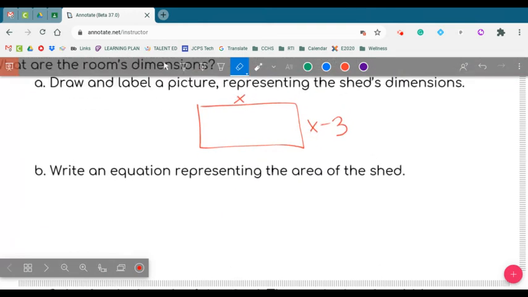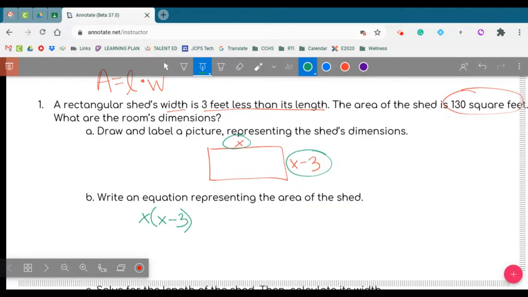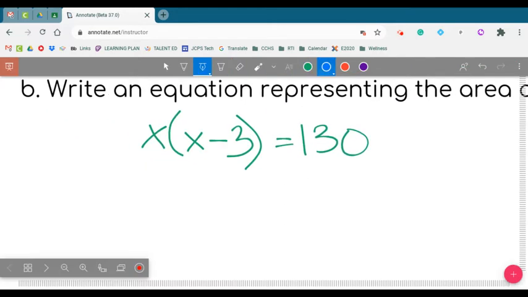So it says write an equation representing the area of the shed. So we have to multiply our length times our width. So we're going to have X times X minus 3. And then our area, it gave it to us up here, which was 130. So equals 130. So our first step is we're going to distribute. So we're going to get X squared minus 3X equals 130.